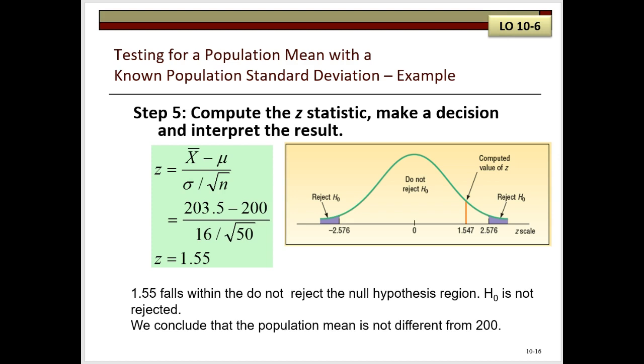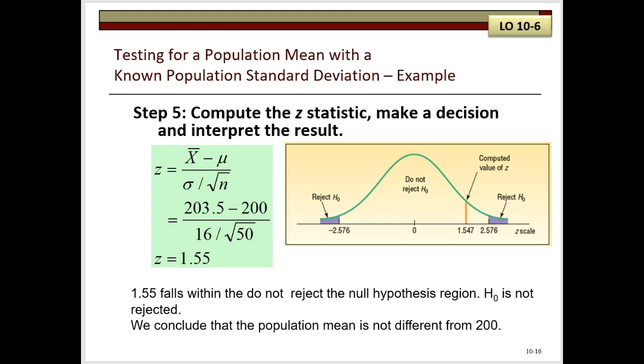In step 5, we compute the z-statistic using the sample results. We substitute the sample mean of 203.5 into x bar, 200, the hypothesized mean, into mu, 16, the population standard deviation, into sigma, and 50, the sample size, into n. We obtain a computed z-value of 1.55.